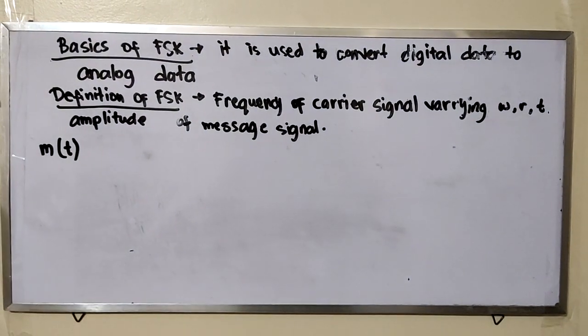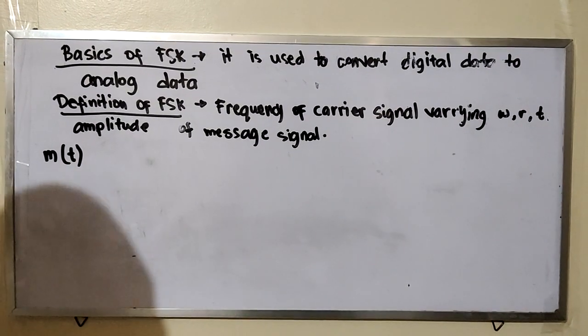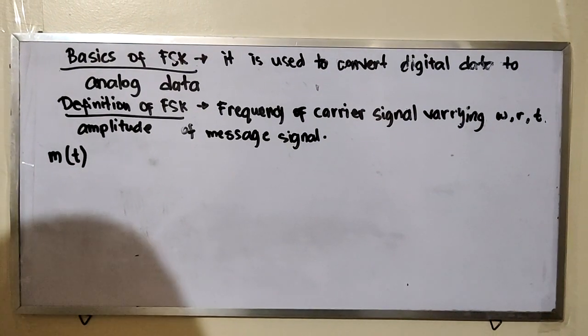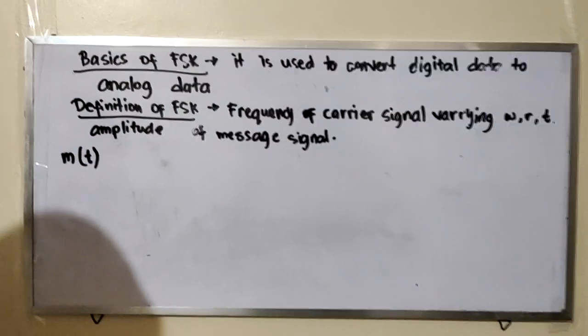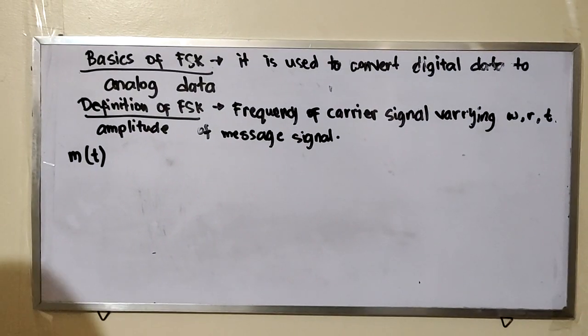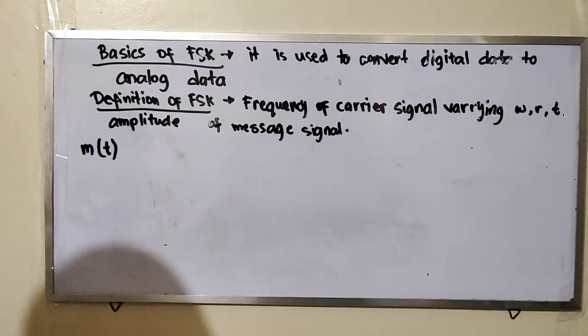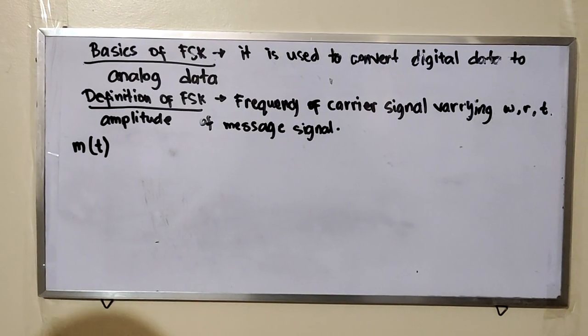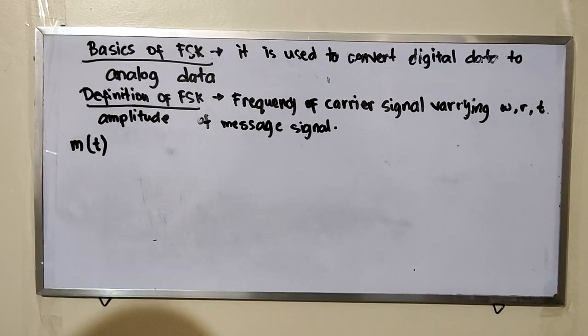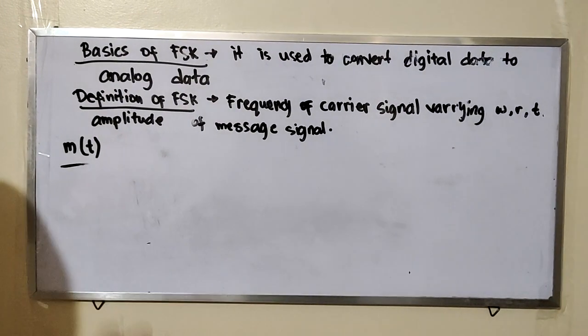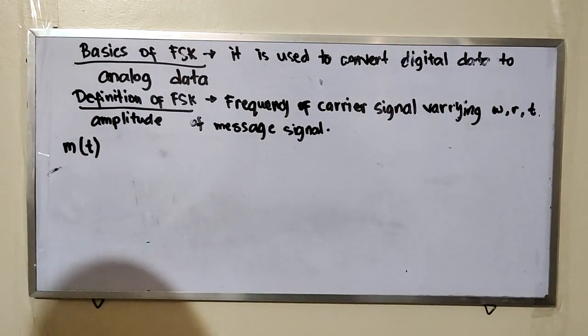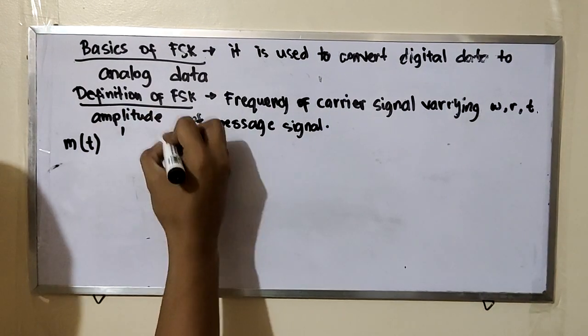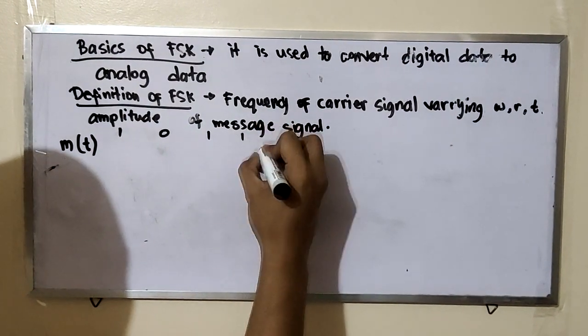Ito ay ginagamit sa pag-convert ng digital data to analog data. Ano nga ba ang FSK? Definition of FSK: the frequency of the carrier signal varies with respect to the amplitude of the message signal. For example, meron tayo dito MT na message signal natin na digital na 1, 0, 1, 1, 0.